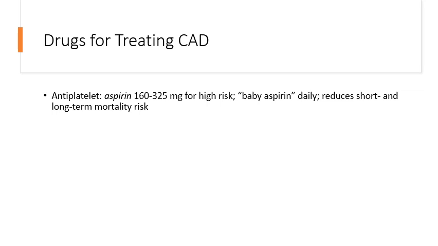When we're talking about revascularization techniques, we're talking about interventions such as percutaneous coronary intervention or coronary artery bypass grafting, which are surgical techniques utilized to manage this as well. In addition to that, or in the case of pharmacologic interventions, antiplatelet agents could be used. Aspirin, and you see the dosages here for high-risk individuals. For daily intervention, you hear people taking a lower dose aspirin or a baby aspirin, and there's the potential to reduce short and long-term mortality risk associated with this.